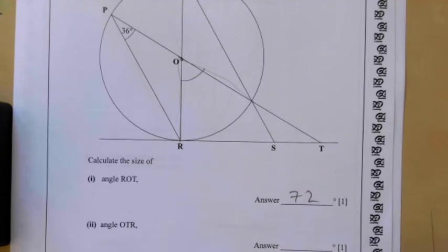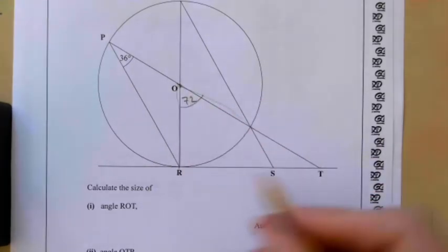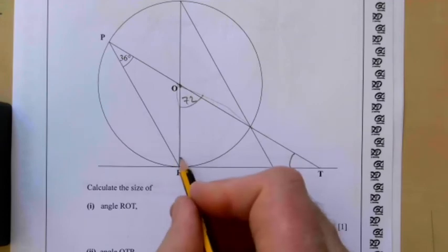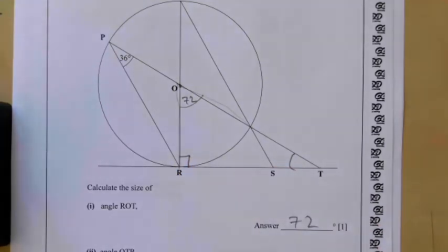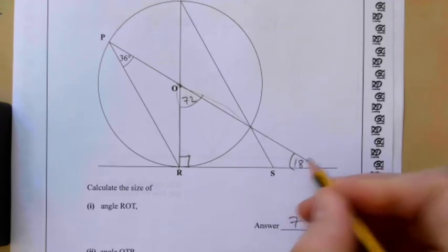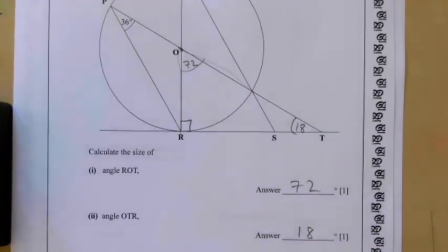The next one is OTR. So this is 72. We may as well put it in here. OTR is this. This is a tangent. This is a radius, so that must be a right angle. That means these three angles add to 180, or these two add to 90, and so that means that's going to be 18.